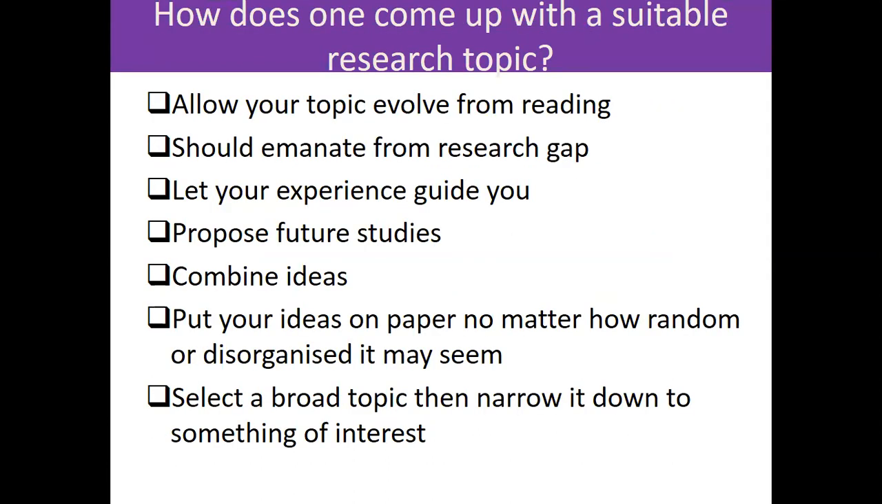So how do you come by a suitable research topic? First of all, you need to allow your topic to evolve. By that we mean you need to read. Research of any kind cannot be out of the blue. You cannot conjure your research from the skies. It needs to fit into existing literature. So it is important that you read.